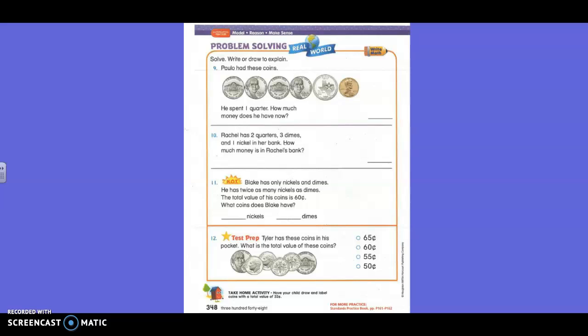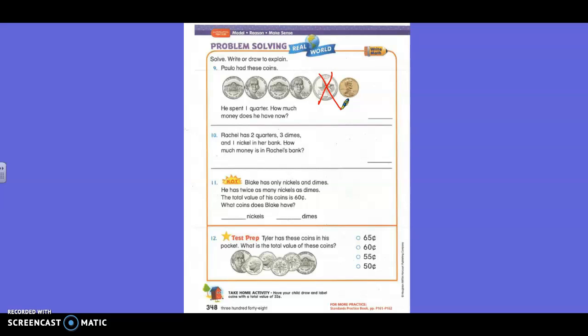Okay, solve or write to explain. Paulo has these coins right here. He spent 1 quarter. How much money does he have now? Okay, I'm going to have you do that on your own. He spent 1 quarter. What does that mean you need to do? If you're spending money, you're giving it away, right? So you need to cross out 1 quarter and then figure out what he has left.